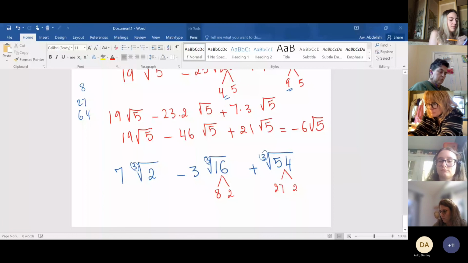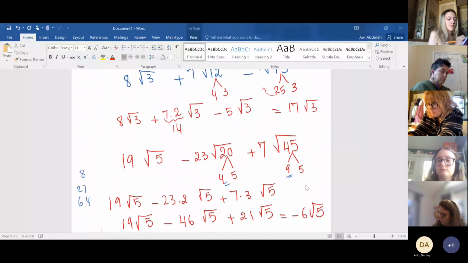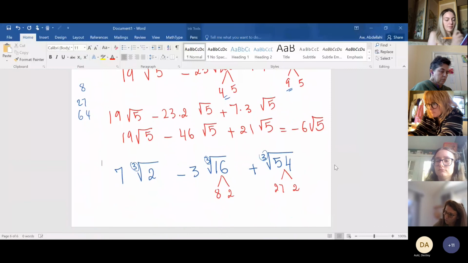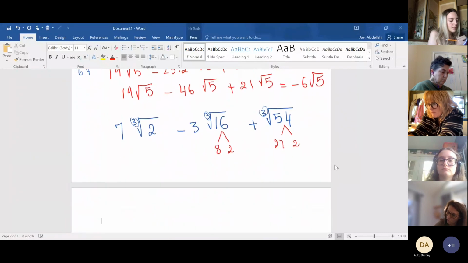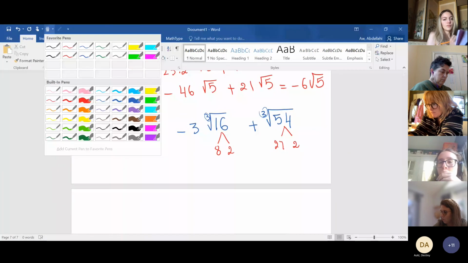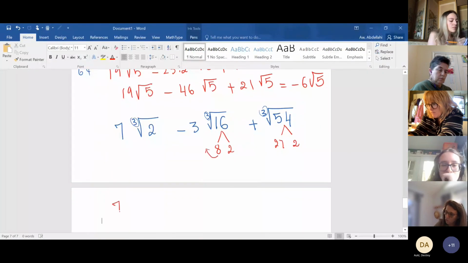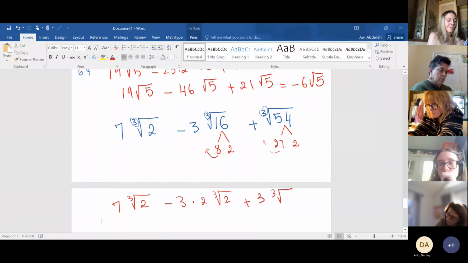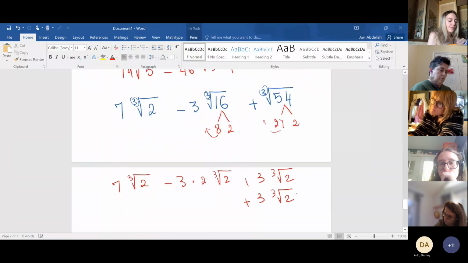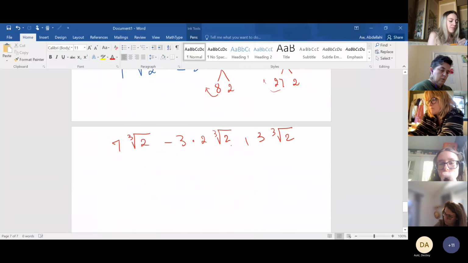Okay, so once we get that, now the perfect cubes can get out and become other numbers. The 8 is a perfect cube, so it gets out and becomes a 2. So it will be 7 cube root of 2 minus 3 times 2 cube root of 2, right? And the 27 gets out and becomes a 3 cube root of 2. All right. So plus here.